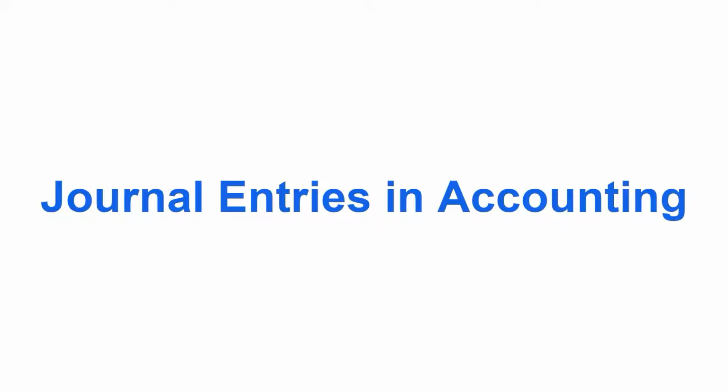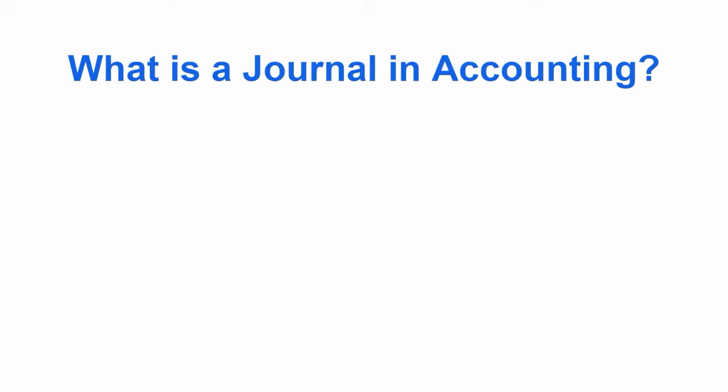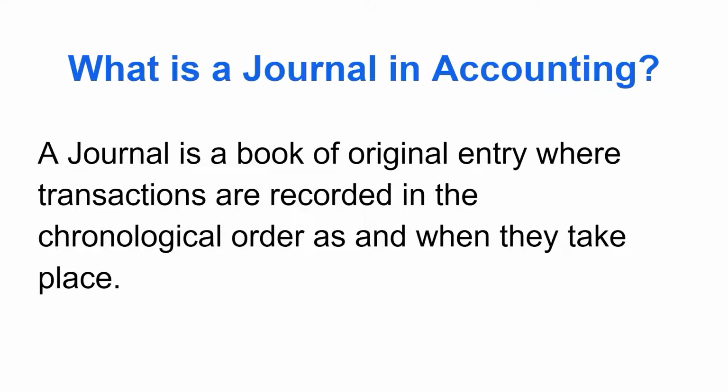Journal entries in accounting. What is a journal in accounting? A journal is a book of original entry where transactions are recorded in chronological order as and when they take place. This means a journal entry is the first record of a transaction in accounting. It captures the date, amount, accounts involved, and whether they are debited or credited. Think of a journal as a diary for your business. Every time money comes in or goes out, you write it down with full details.